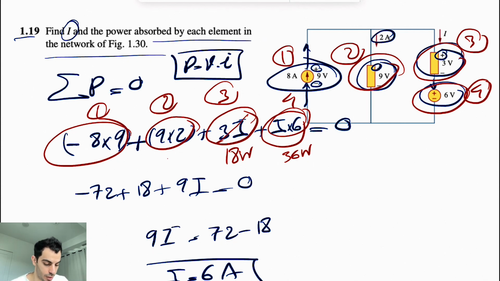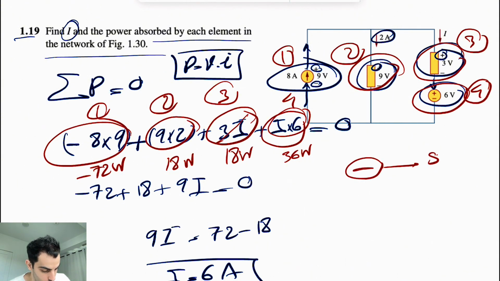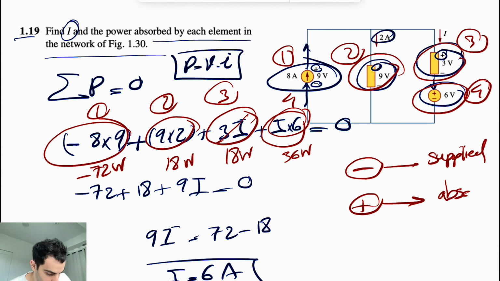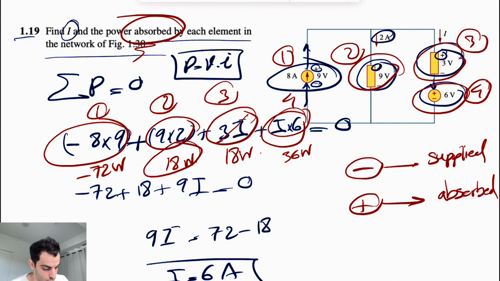And as per the convention that we talked about over and over, so 18 watts, minus 72 watts. When we have a negative power, that means it's supplied, and when we have a positive power, that means the power is absorbed. So the question is asking about the absorbed power, which is basically elements 2, 3, and 4, and the first one is actually supplying.